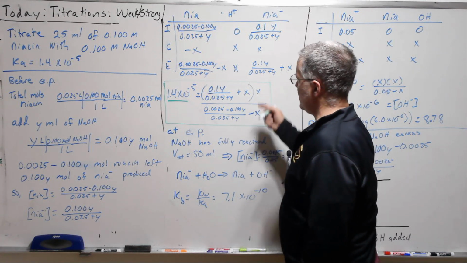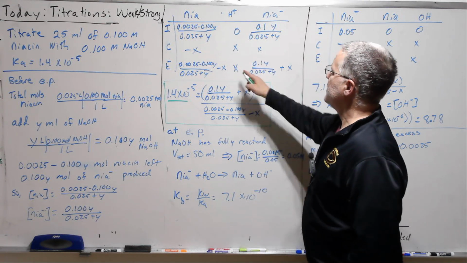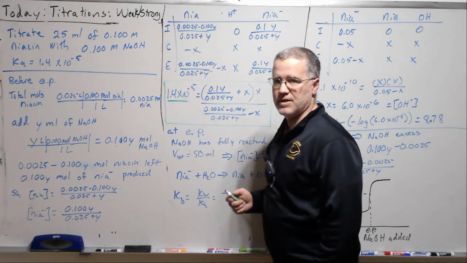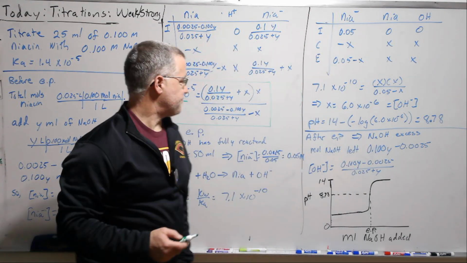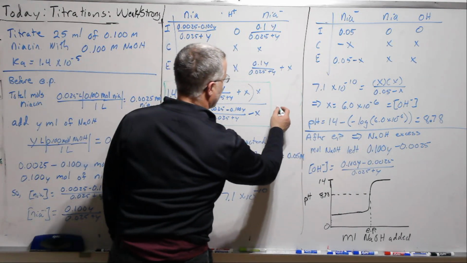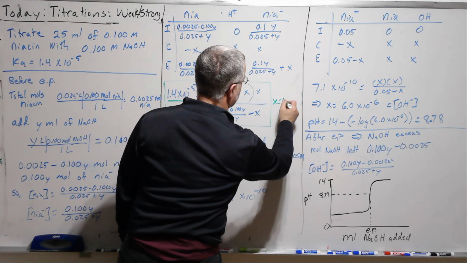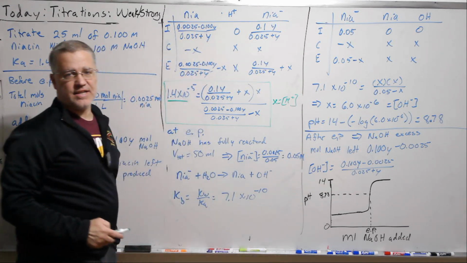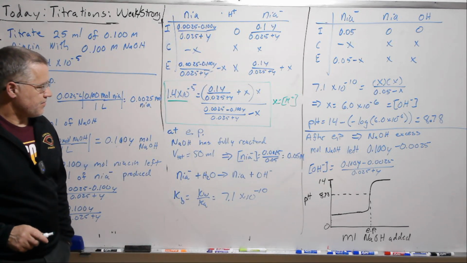solve for X. And when you solve for X, that will give us the H plus concentration. And so that will give us our pH. So X will equal the H plus concentration. And then we would just take the negative log of that to get the pH.